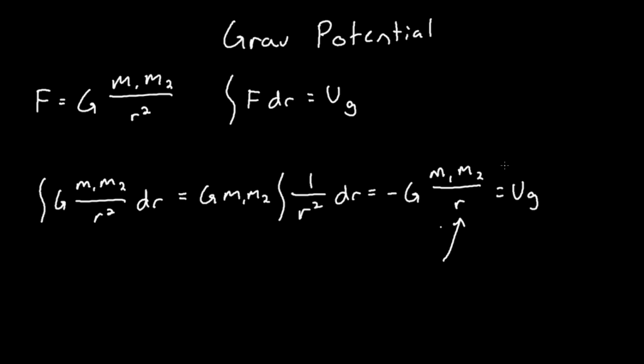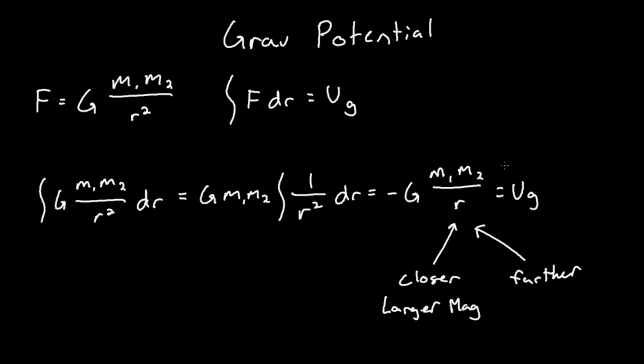So the closer you are to something and the further you are from something, let's compare these two. The closer you are to something, r will be a lower number, a smaller number in magnitude. Therefore, if you're dividing this entire thing by a smaller number, you're going to get a larger number in magnitude. And if you're dividing by a large distance, you'll get a smaller negative number in magnitude.